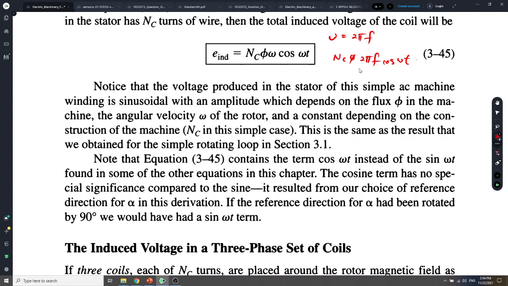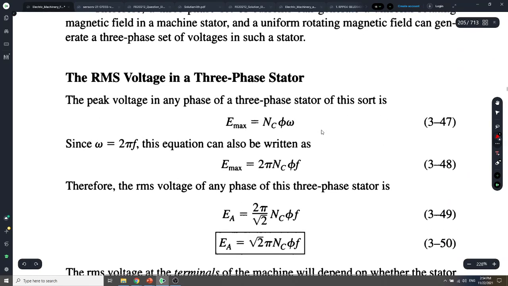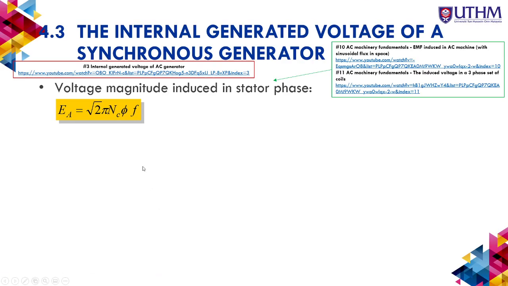So what they want actually is the RMS value. So dia akan perlukan RMS value. So ni yang tadi tu dah ada F tadi. So therefore the RMS value, the RMS voltage, just divide je lah dengan root 2. So they become this equation. So this equation is what we are using here. Boleh nampak tak dia punya flow?